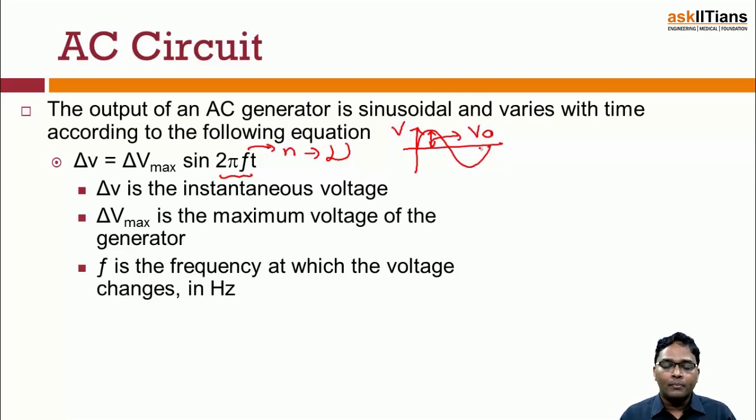Omega is nothing but the angular frequency which we have defined, right? So V or delta V is the instantaneous value of voltage at any particular instant of time. Similarly, delta V max or V naught represents the maximum voltage, the maximum value of the voltage that is possible. f is the frequency at which the voltage is undergoing changes, and it is measured in hertz.